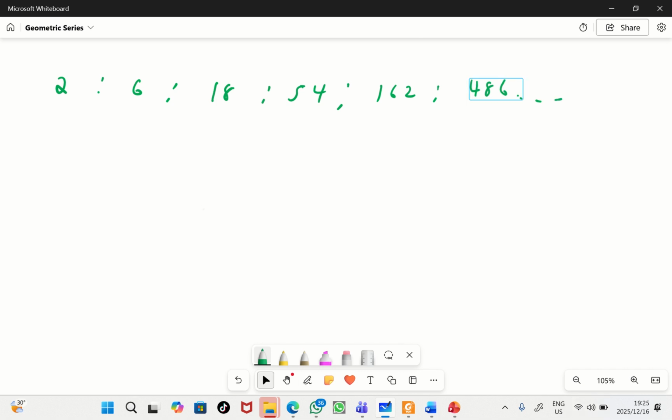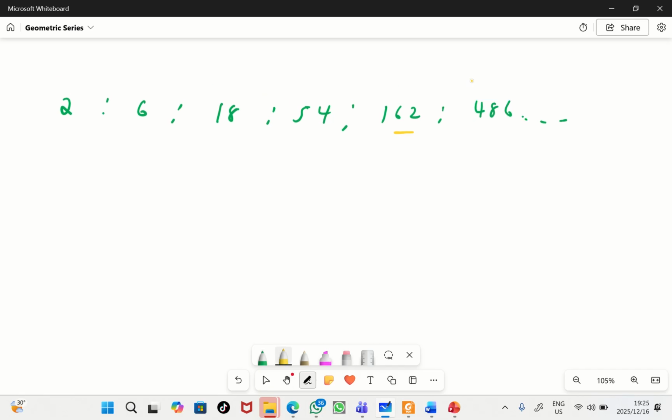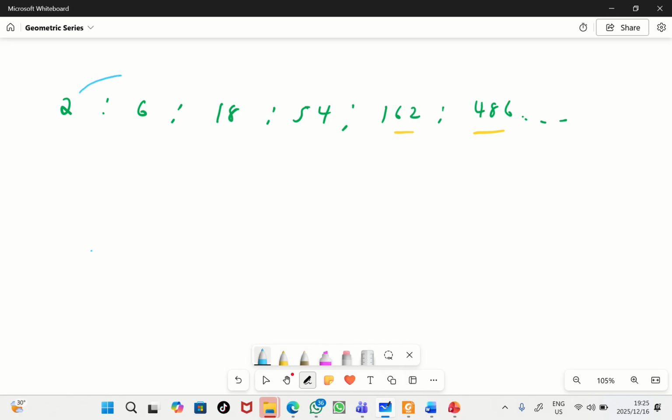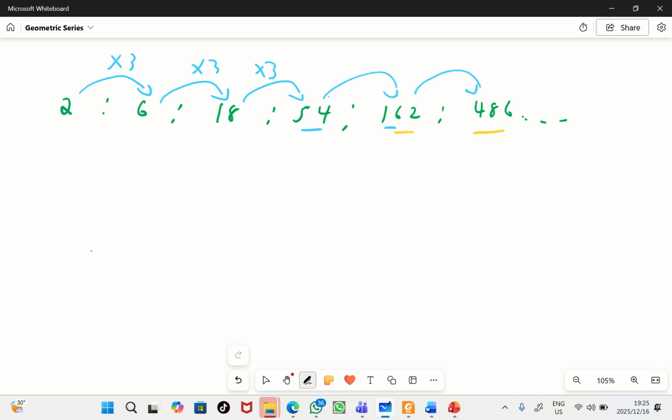So now, how did you see that the next two numbers are 162 and 486? Yes, proper stuff. She saw that between successive terms, we multiply by 3. So that's how she got to these two answers. She just multiplied 54 by 3 and got 162, and so on. Okay, sharp.